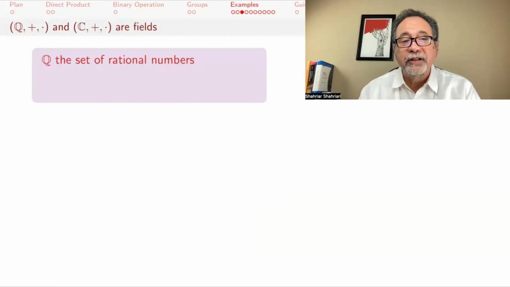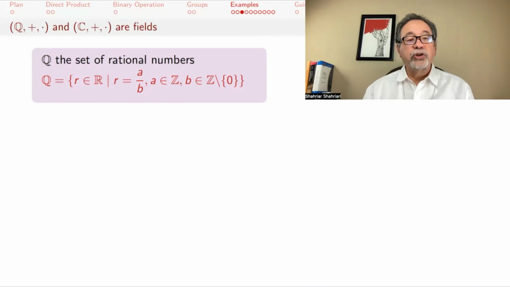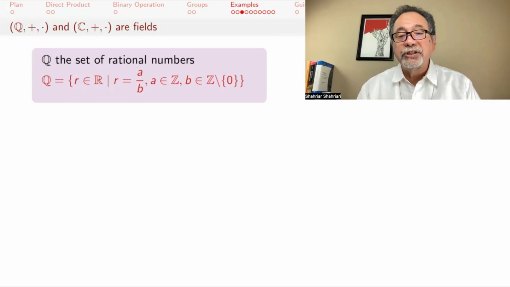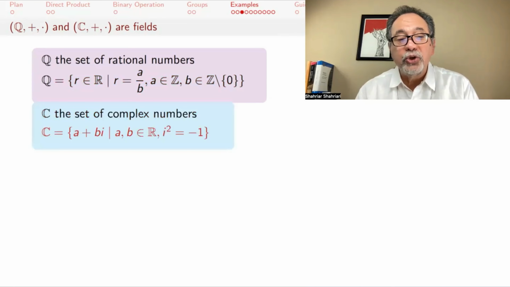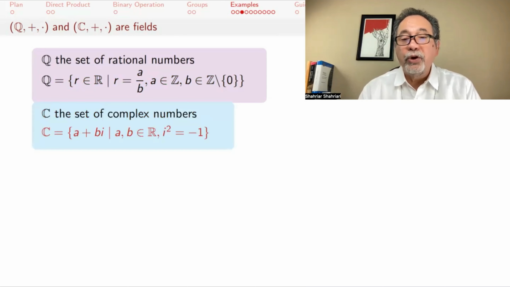Other examples of fields are the set of rational numbers. What are the rational numbers? Those are real numbers that you can write as a ratio of two integers, as long as the one at the bottom is not zero. And the complex numbers, those are numbers that you can write as a plus bi, where a and b are real numbers, and i is the symbol with the property that i squared is -1.